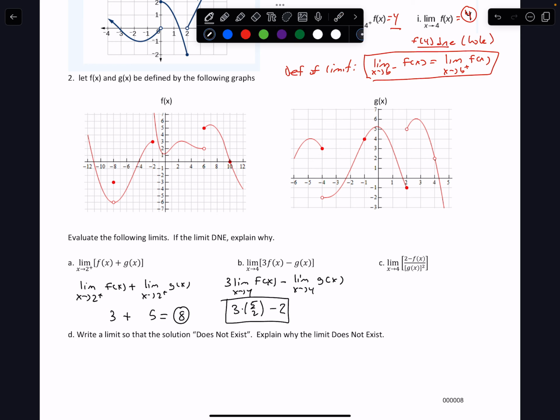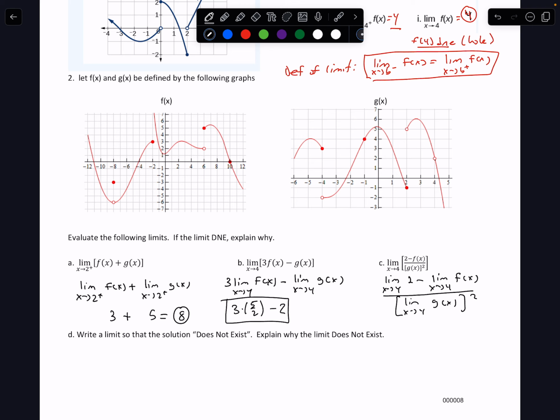All right, so for part C, splitting it all up, whew, it's almost like we're distributing a limit. It's not technically distributing, but you can kind of think of it that way. Minus the limit as x approaches 4 of f of x over the limit as x approaches 4 of g of x, squared. All right, let's kick it.